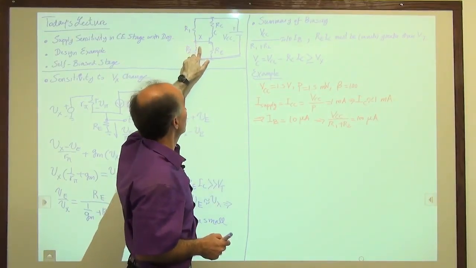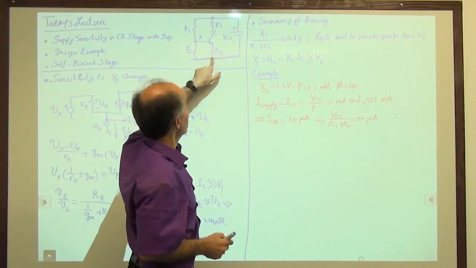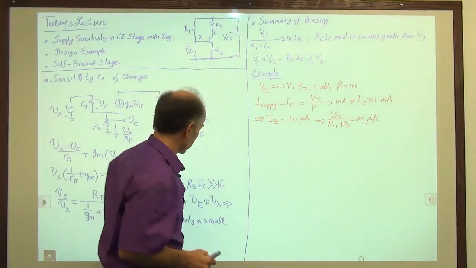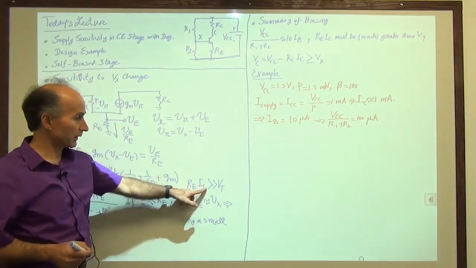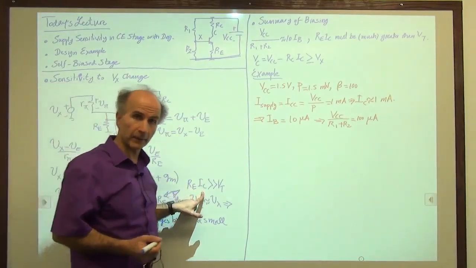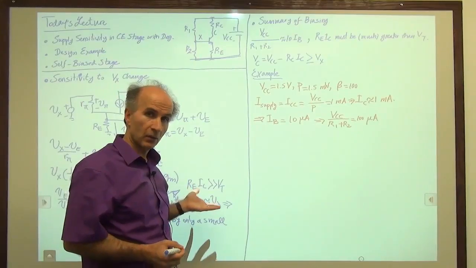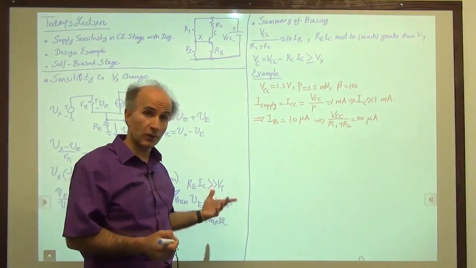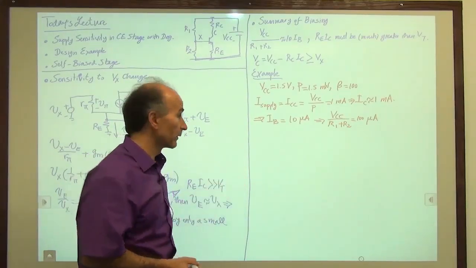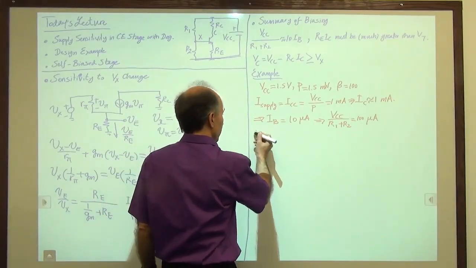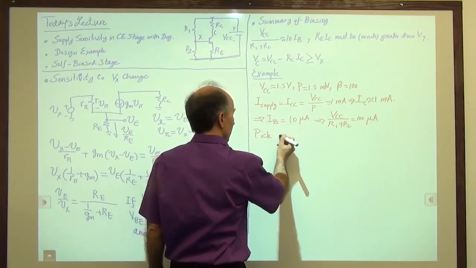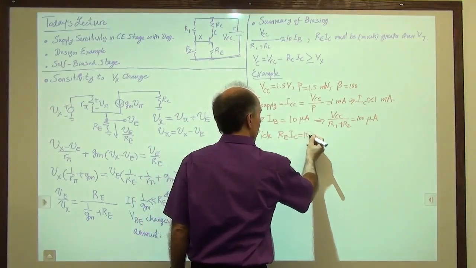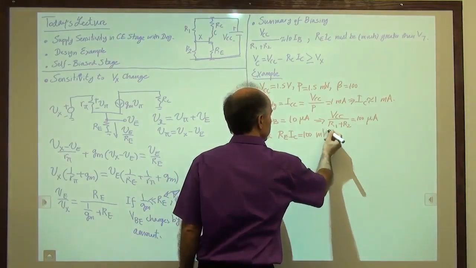We have one more equation. Well, first we have to decide how much drop we want to have across RE. Remember, this is the drop across RE. So let's pick a number. How much? It's okay, we just pick a number and go with it and see what happens. We're just exploring. The circuit won't bite. So let's just pick a number. Pick RE IC equals 100 millivolts.